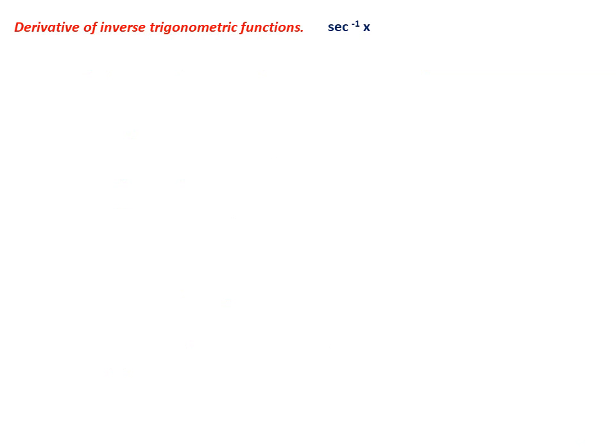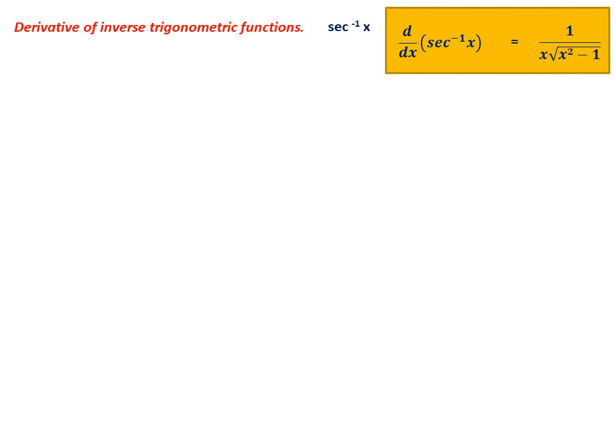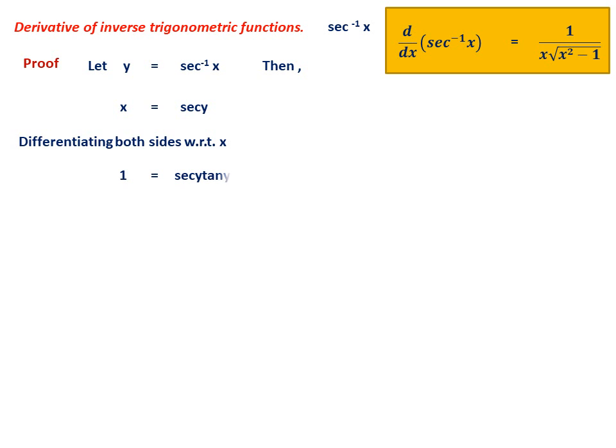And the last one is secant inverse x. Now you can guess what is the formula. D by dx of secant inverse x is same as d by dx of cosecant inverse x only, but there is a change in sign. So it is 1 upon x into square root of x square minus 1. Let us prove. Let y equal to secant inverse x, then x equal to secant y. Differentiate both sides. So left side 1, right side differentiation of secant y is secant y into tan y into dy by dx. Once again dy by dx will be equal to 1 by secant y tan y.